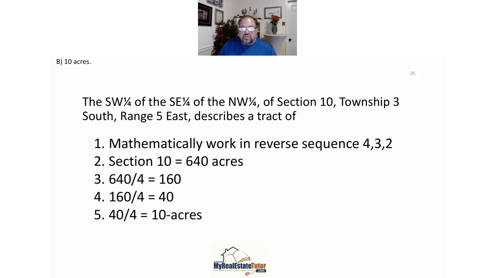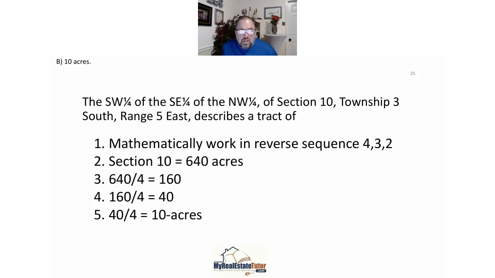Now, if I go to the southeast, I'm going to go one more to the left. The southeast of the northwest, then that's 160 acres. Again, divided by 4, the denominator, I get 40 acres. So what I'm saying, the southeast 1/4, I'm saying it's 40 acres of the northwest 1/4, which is 160 acres of section 10, which is 640 acres. And then I'm going to go to the last one. And I'm going to take 40 acres, and I'm going to divide it by 4, another denominator, and I get 10 acres. So the answer to the question is 10 acres.